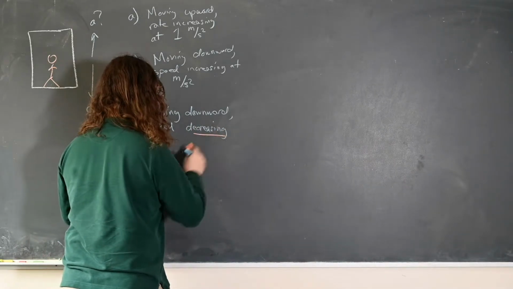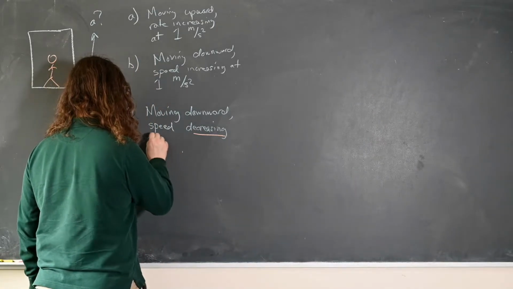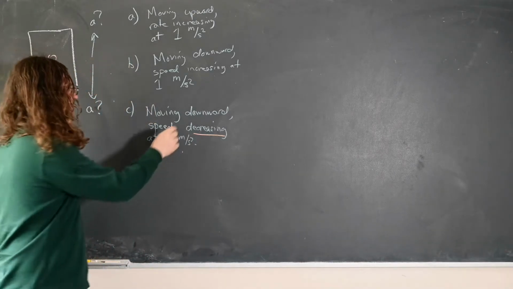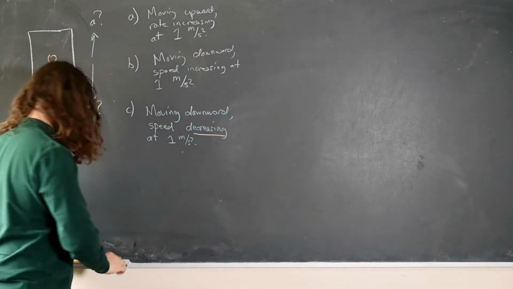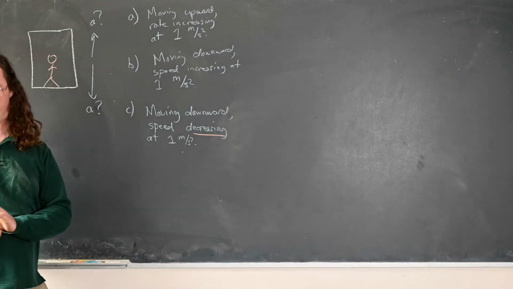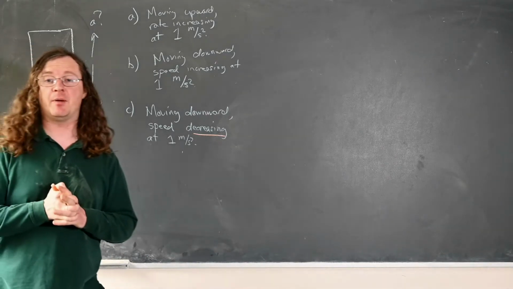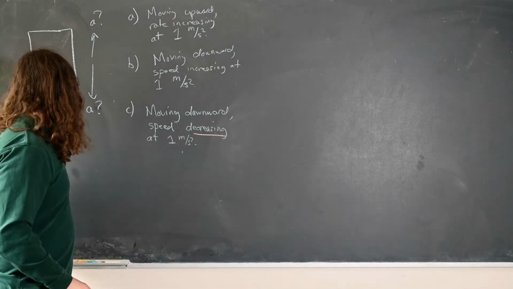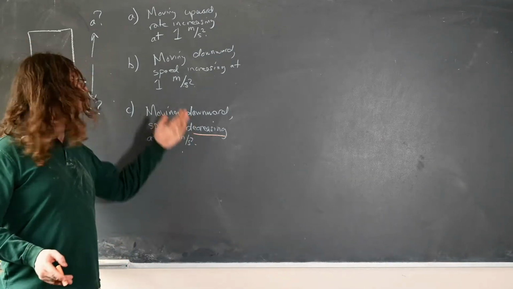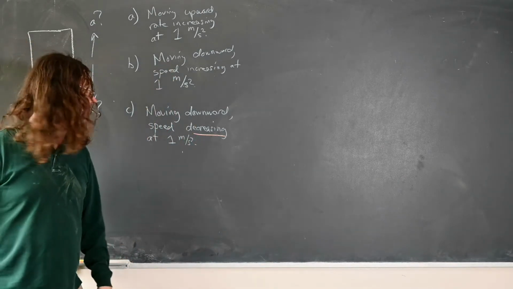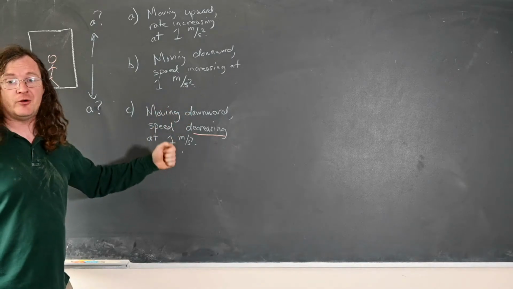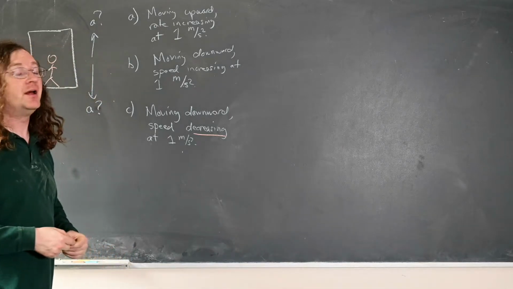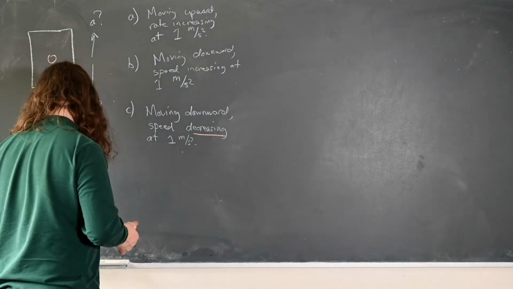So that's what we changed, at 1 meter per second squared. So this is just a reminder about thinking clearly about acceleration. If we are moving upward and becoming faster, the acceleration is upward. If we're moving downward and becoming faster, the acceleration is downward. But if we're moving downward and the speed is decreasing, like if we're moving downward but coming to a stop, then the acceleration is upward.